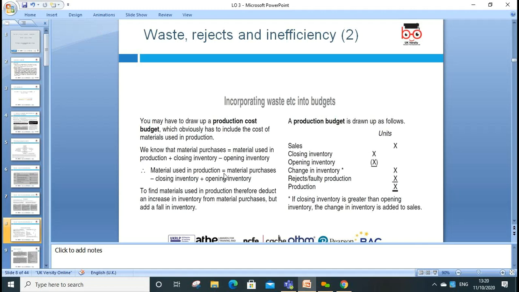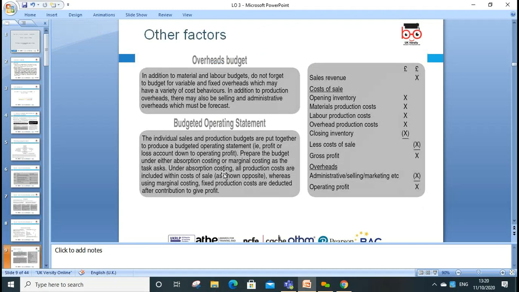Okay, incorporating waste into the budget: we always need to incorporate waste into the budget. We need sales, plus closing inventory, minus opening inventory for changes in the inventory, and the rejected faulty units need to be added, and then we can say this is my production budget, what I'm supposed to produce. Okay, we can prepare an overall overhead budget as well. For the budgeted operating statement, we have sales minus cost of sales, and then of course we can find the gross profit. Then we have overheads, and we can find the operating profit.